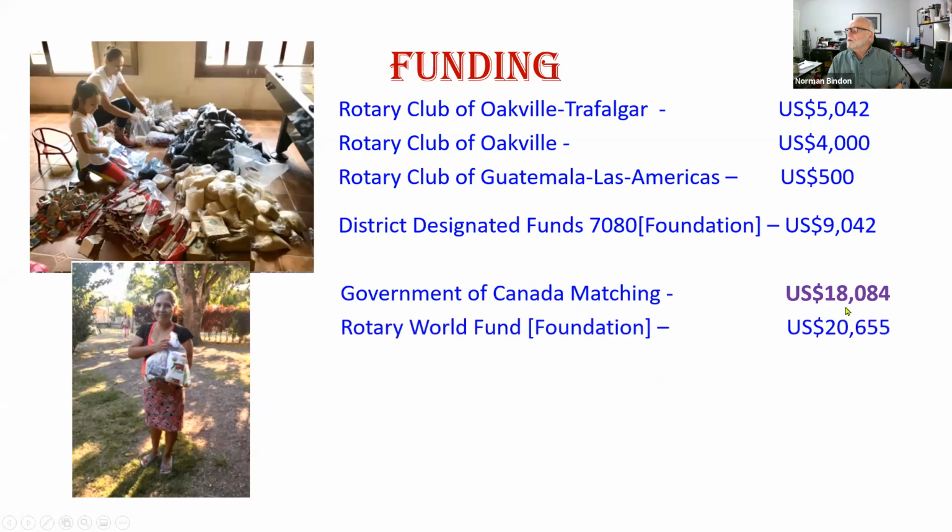And then we go to the World Fund. And the World Fund, and we'll show the match later, but cash, which is the two Rotary clubs and the Government of Canada, is matched 50 cents on the dollar. And the district designated fund is matched dollar for dollar. And the project total for this one was $50,323, which is a pretty good return on investment when the clubs only put in $9,000 roughly.